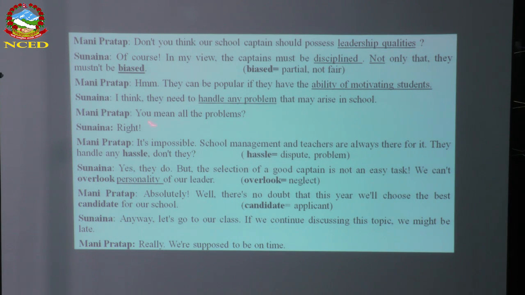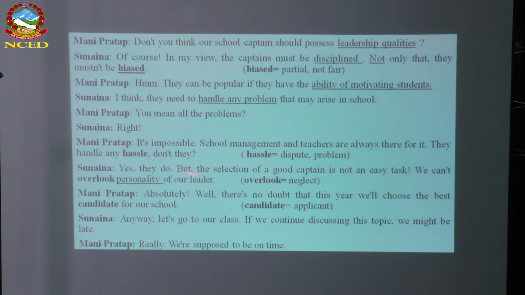And Mani Pratap says, you mean all the problems? Sunaina says, right. Means now she says yes. Now Mani Pratap says, it's impossible. School management and teachers are always there for it, means for handling any problem. Sunaina says that he or she must be able to handle any problem, but Mani Pratap says that it's impossible. School management and teachers are always there for it. They handle any hassle. Hassle means dispute, problem, like bad vivad, problem. So hassle, and don't they? So Mani Pratap, means a bit, he disagrees with her point.